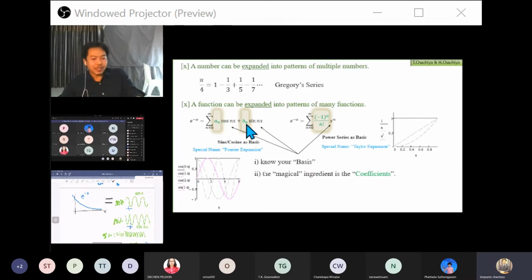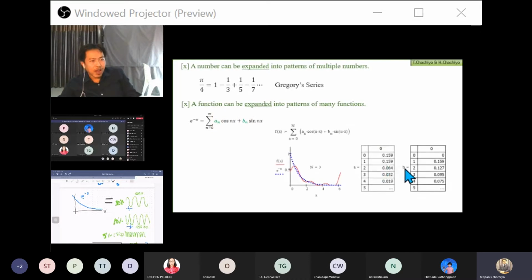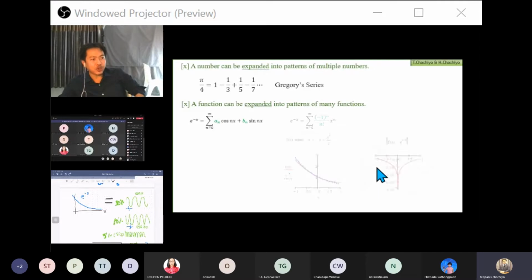How do we find it? If we go back to the previous graph over here, you have this A number, and I choose this A to be these coefficients. You get this perfect match between the two graphs. But how do we find this? Okay, that's the question in this lecture.